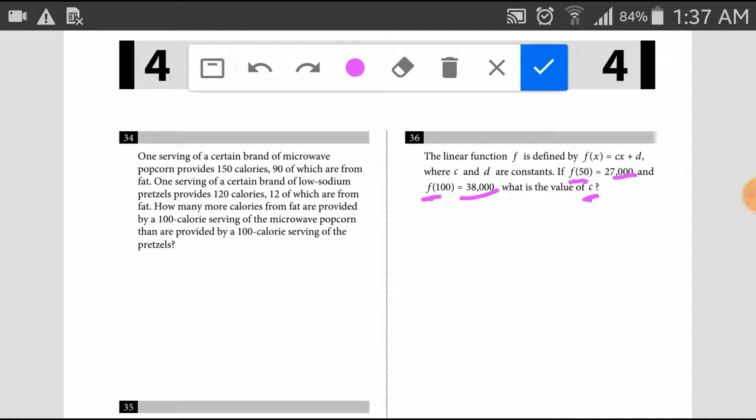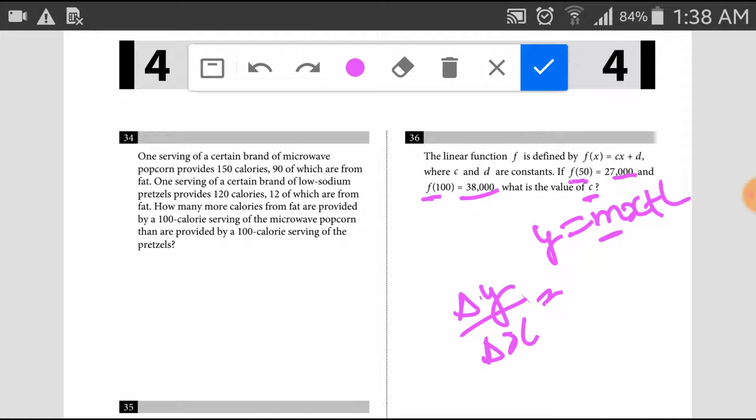Are they asking for the slope? Are they asking for the y-intercept? Or just the value of another point? In this case, they're asking for the slope, because whenever you have an equation in the form y equals mx plus c, m is the slope. So how do we find the slope? Well, the formula for the slope of any line is the change in y over the change in x. This is how much y changes for every one change in x.